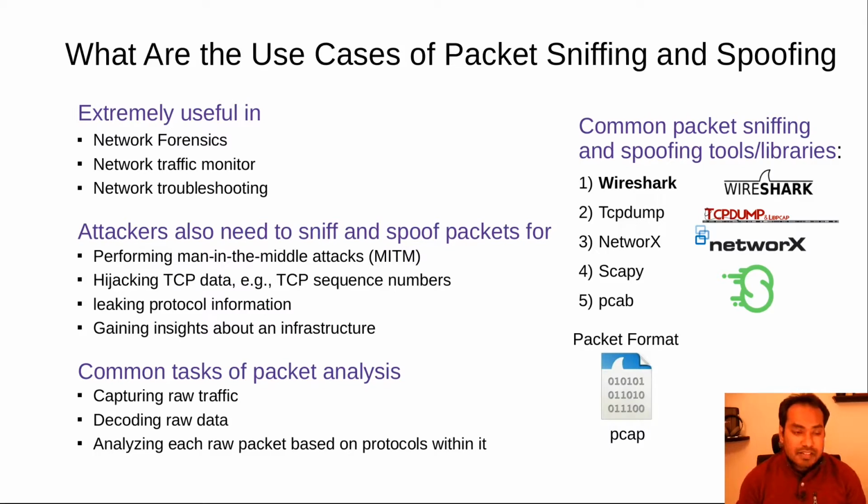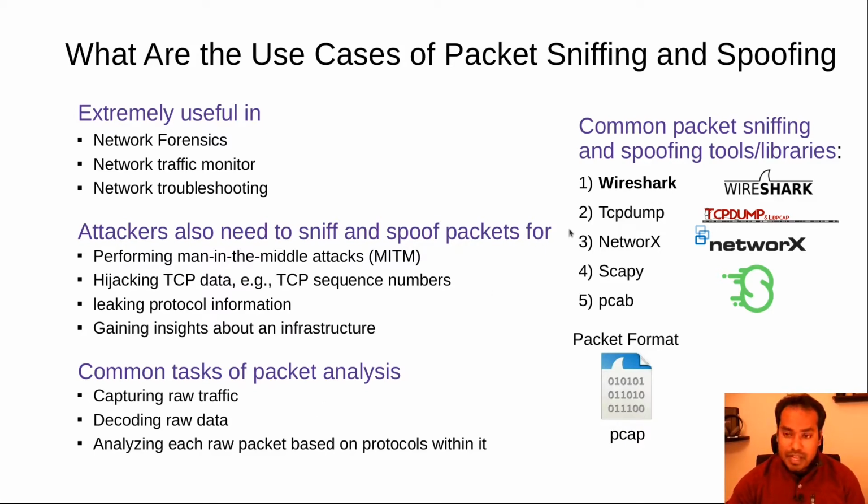Packet sniffing is extremely useful in network forensics, network traffic monitoring, and network troubleshooting, but it is also useful for attackers to perform man-in-the-middle attacks to hijack TCP data, for example the TCP sequence number, leak protocol information, and gain insights about the infrastructure of an organization. The common way to do all this is to first capture the raw traffic data, then decode the raw traffic data according to the protocol specification, and finally analyze each of the raw traffic data.